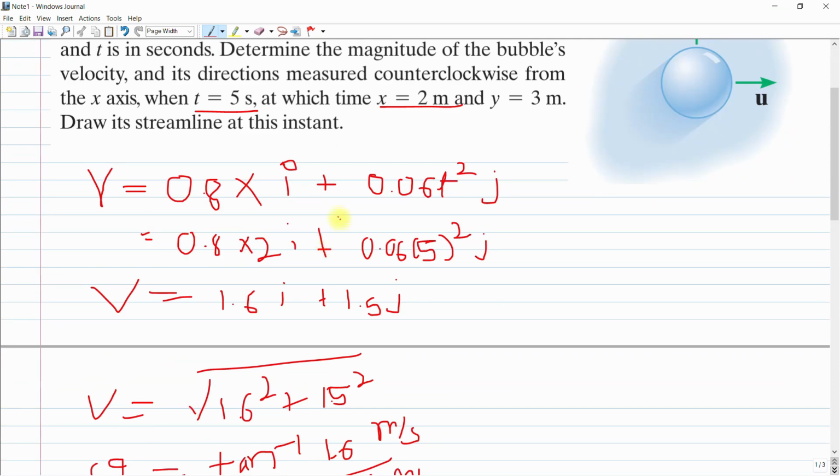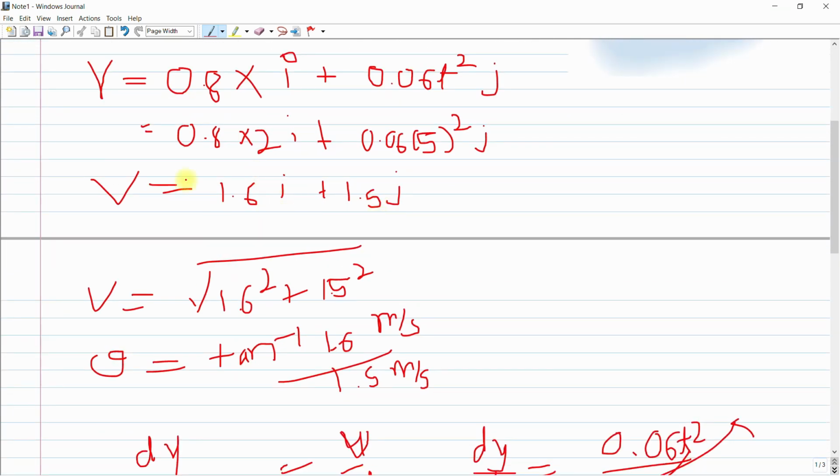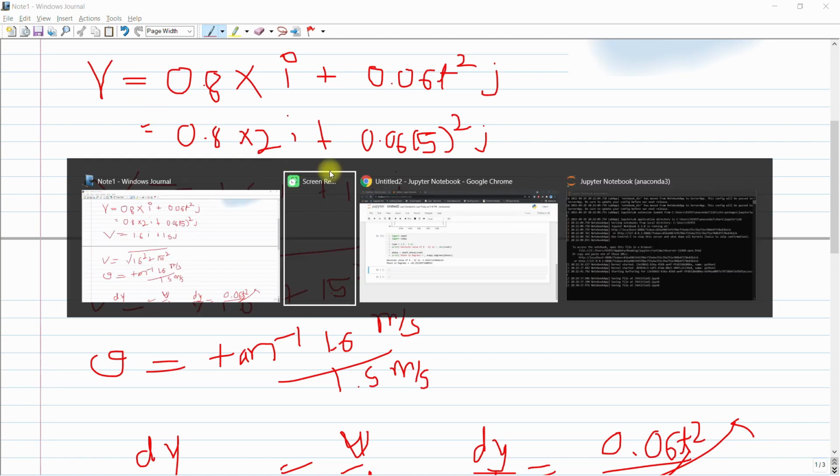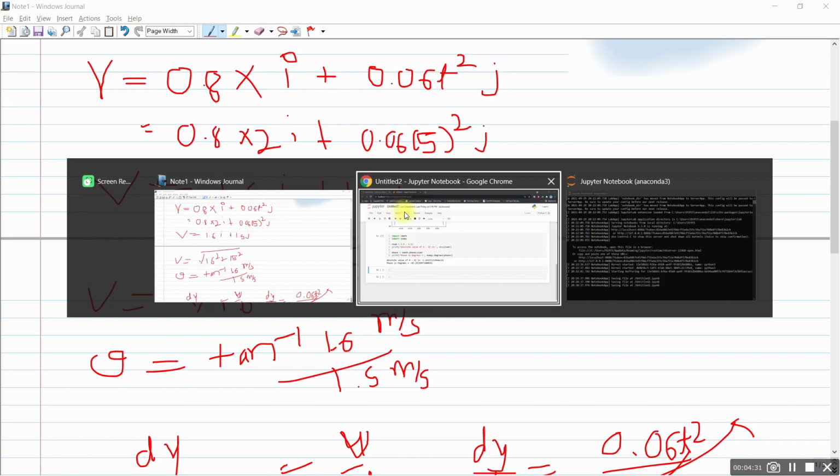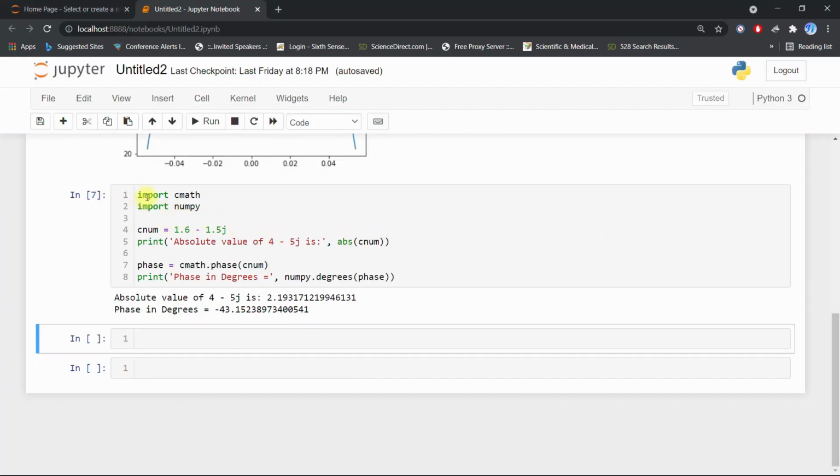Now we will plot this in Python, and we will solve this complex number in Python as well. Now I will go to Jupyter Lab. Here you can see that I have already imported cmath, which is for complex mathematical functions, and imported NumPy for converting to degrees and notation.